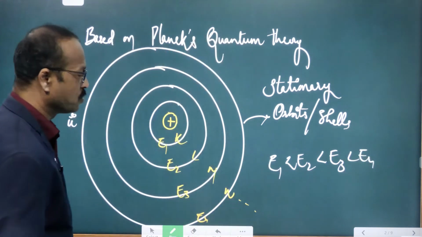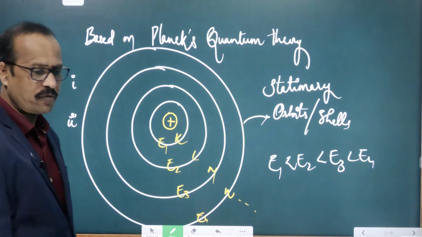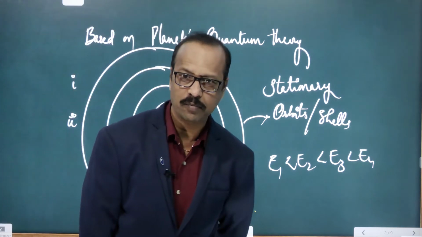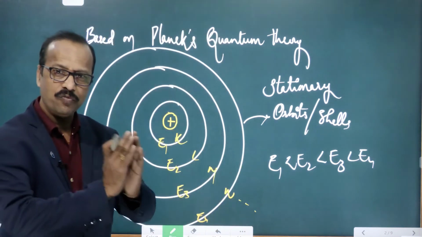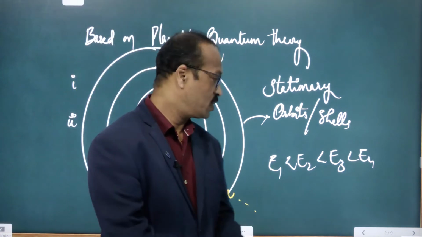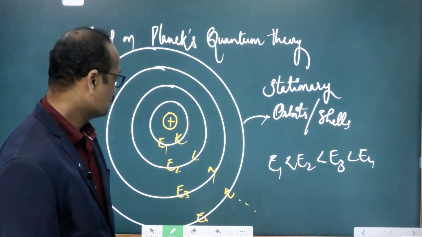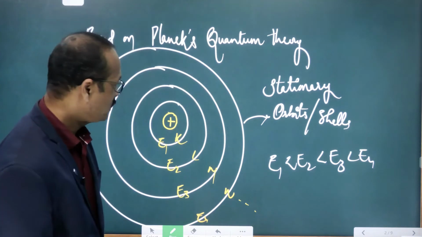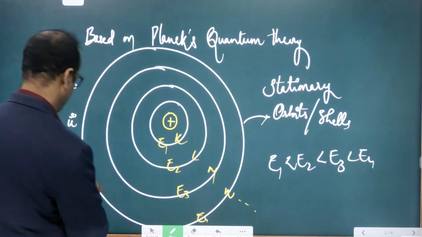Okay. So, meaning is what? Every orbit is associated with some definite amount of energy, means a particular amount of energy, and as we move far from the nucleus, the energy of the orbit increases. Okay. So, this is the second point, right? Then, what is the third point?